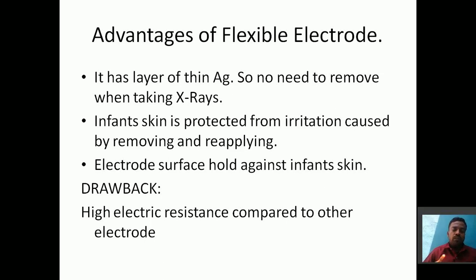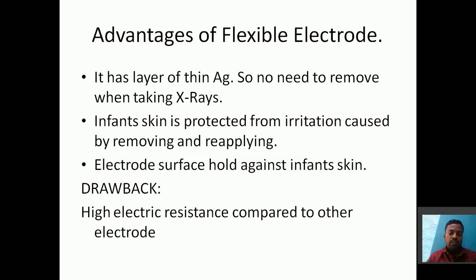It has only one drawback, that is high electric resistance compared to other electrodes, because the silver is coated. This is not a silver electrode, it is a silver chloride coated electrode. It is very flexible, and a very thin layer of silver is present, so that produces very high resistance between the electrode and our human body. So high resistance leads to some disadvantage.